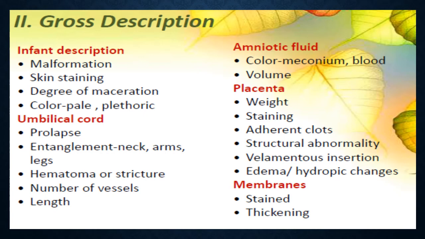The amniotic fluid color is very, very important in these cases. It can be meconium stained, greenish, or red in cases of abruption, for example. And its volume, if you see small amounts in oligohydramnios, it's a cause also, or polyhydramnios in cases of edema of the baby. You have to examine the placenta also for structural abnormality, filamentous insertion of the cord, or hydropic changes.